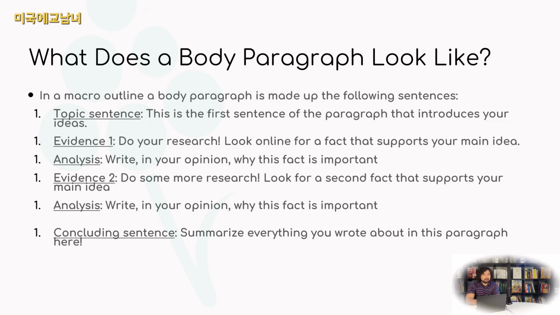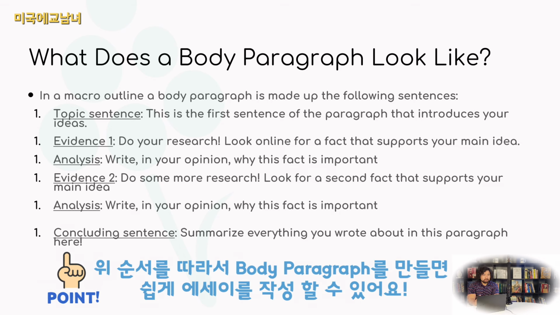Alright, what does a body paragraph look like? In a macro outline, a body paragraph is made up of the following sentences. For example, first we have the topic sentence. This is the first sentence of the body paragraph that introduces your ideas. Then evidence 1. Do your research. Look for a fact that supports your main idea. So right after the topic sentence, we need some kind of evidence or examples that back up your topic sentence.